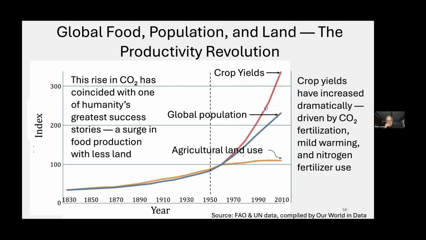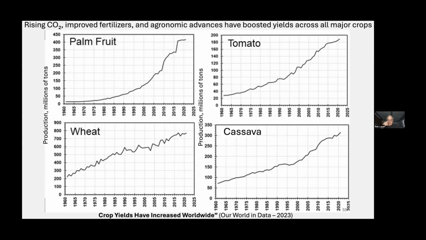And quite frankly, this rise in CO2 has coincided with what is not often talked about, but one of humanity's greatest success stories, and that's the surge in plant food production with less land. And we can see that more clearly in these charts that I'll show you. You've got on the vertical axis the production in millions of tons, although each of them is slightly different depending on the crop. But you can see here there are 4 crops on this slide.